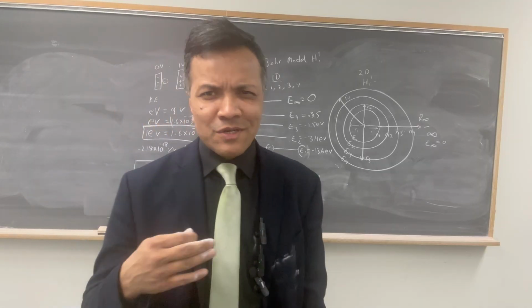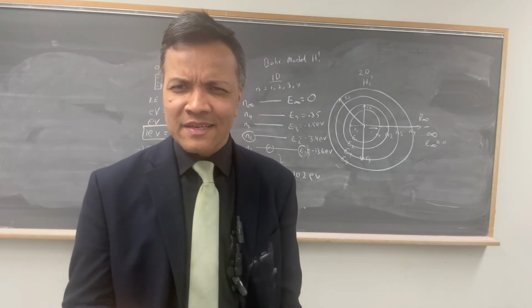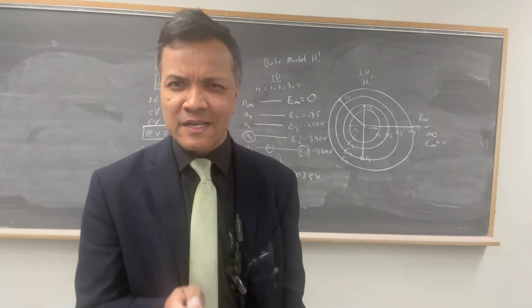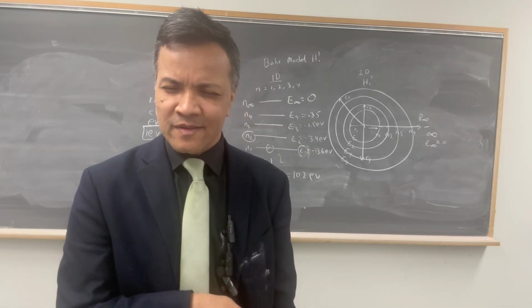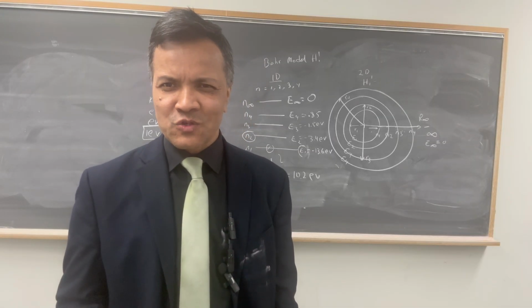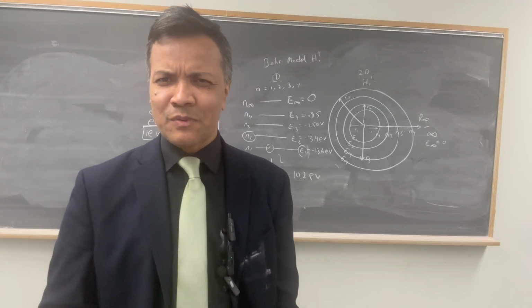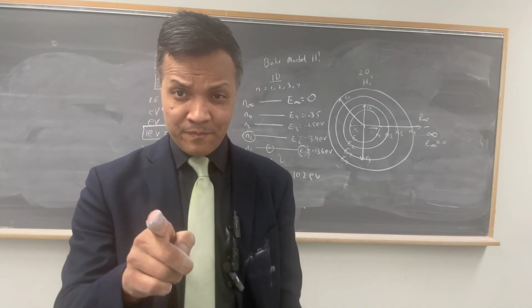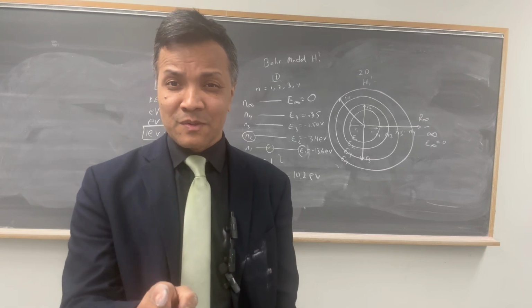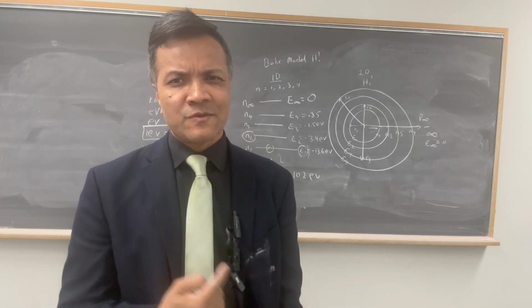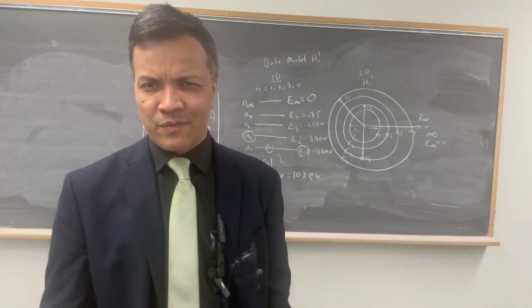However, in order to turn the hydrogen atom into a hydrogen ion, how much energy do you have to absorb? Exactly 13.6, but positive. If you absorb positive 13.6, that hydrogen atom becomes a hydrogen ion.